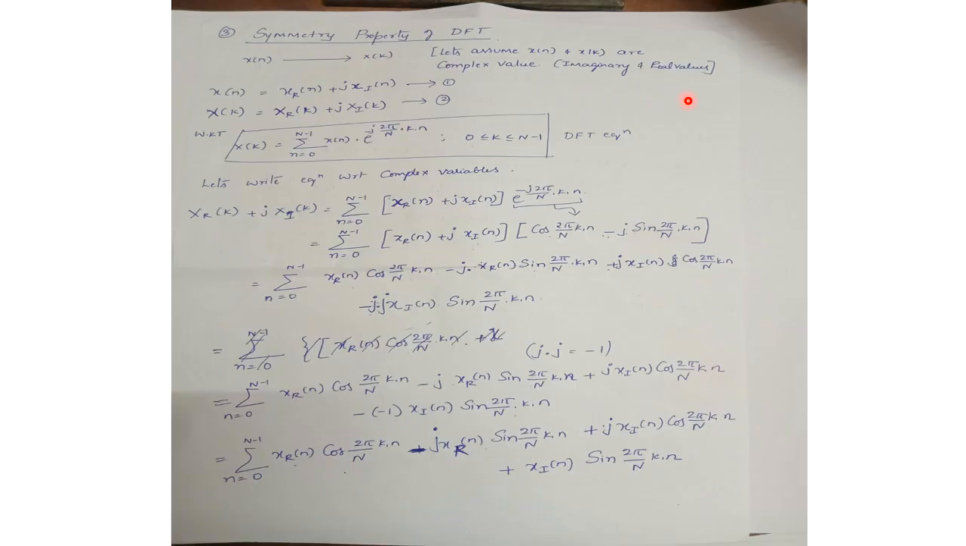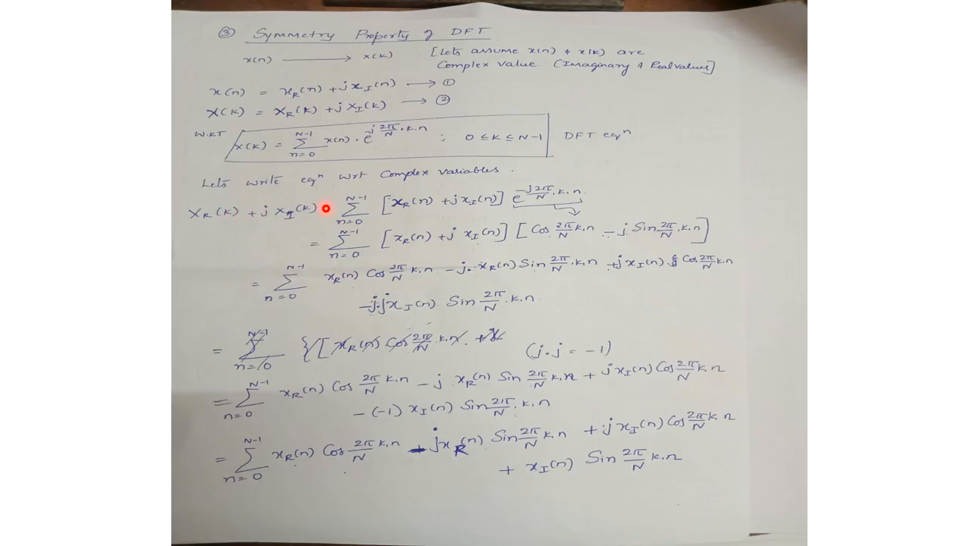Let us assume that x of n, the input signal, has a real part and an imaginary part. So the DFT of x of n will be x of k, and let us assume that it also has a real part and an imaginary part. So we get x of k equal to xr of k plus j xi of k. So this represents equations 1 and 2. We know that x of k is equal to the summation of n equal to 0 to N minus 1 of x of n e to the power of minus j 2 pi kn by N. So this is the normal DFT equation.